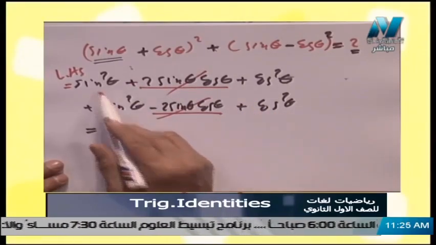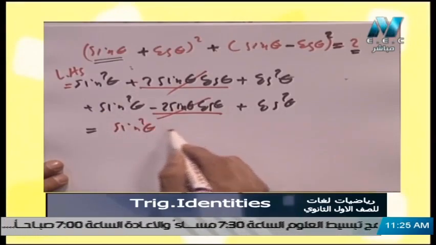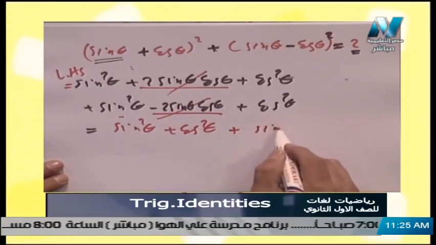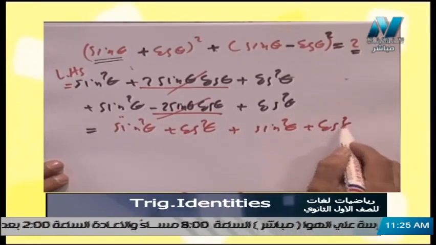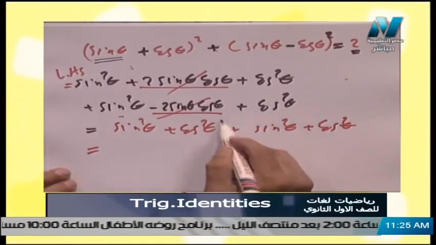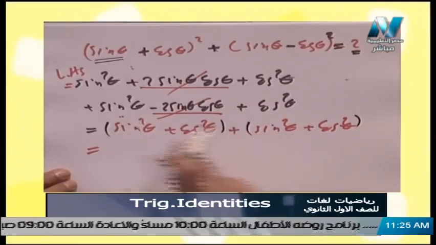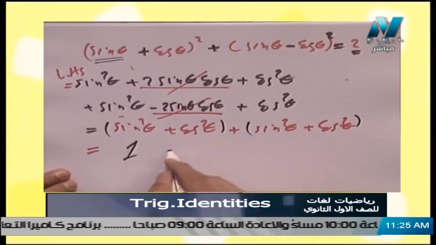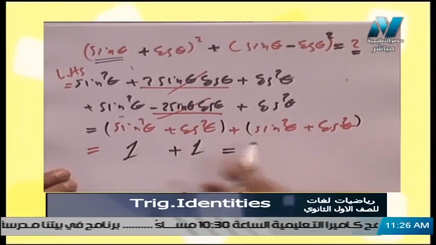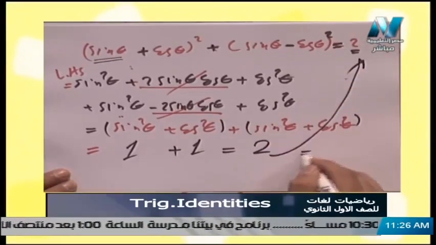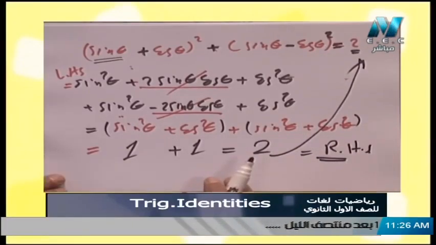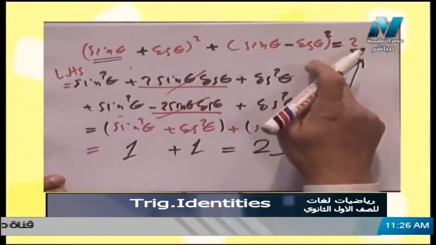And we have here sine power 2 theta plus cosine power 2 theta plus this sine power 2 theta plus cosine power 2 theta. Yes, I am hearing you, my dear students and the intelligent ones. Sine power 2 theta plus cosine power 2 theta equals 1, and sine power 2 theta here plus cosine power 2 theta equals another 1. So the sum equals 2, and this is the right hand side, and we succeeded to prove that this whole left hand side equals 2.